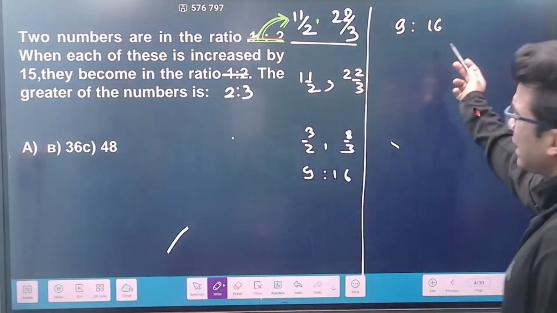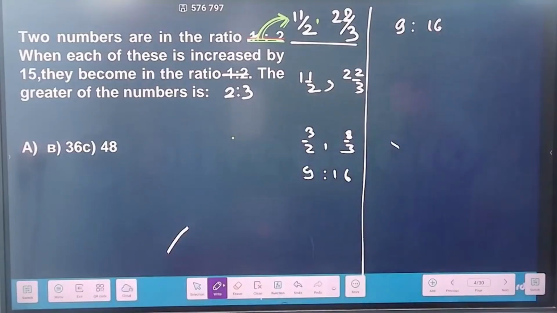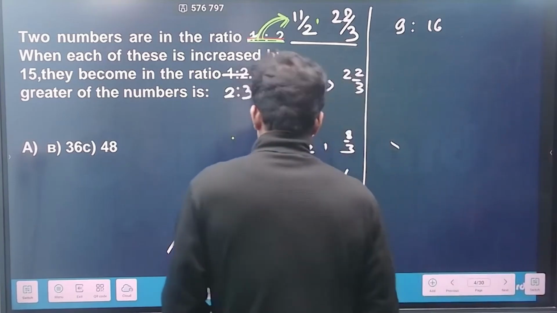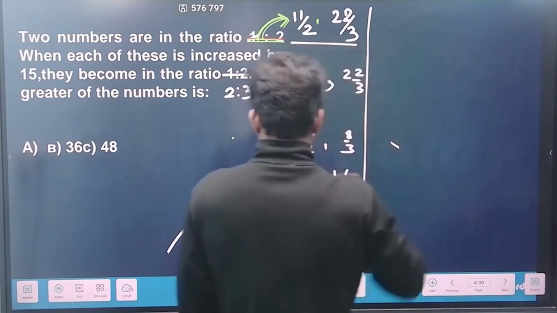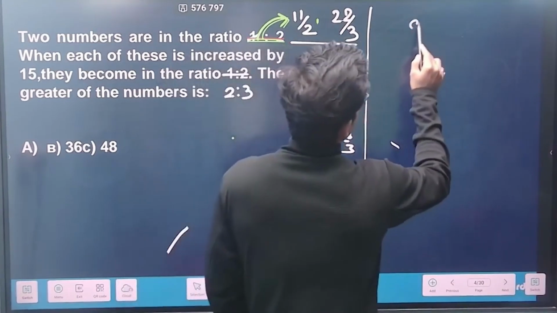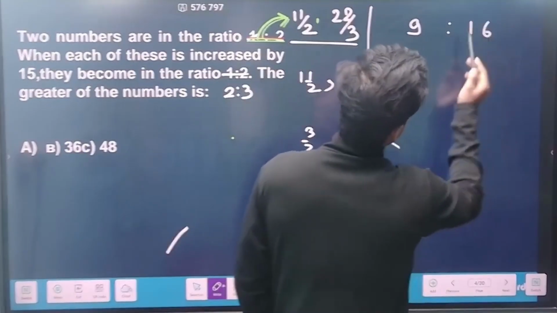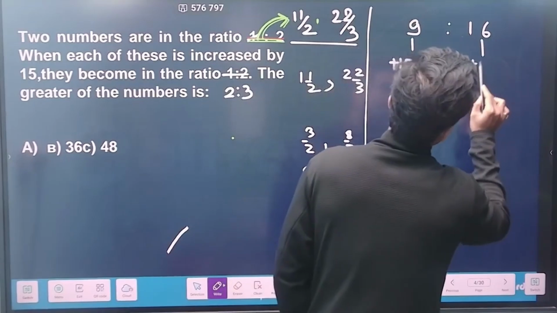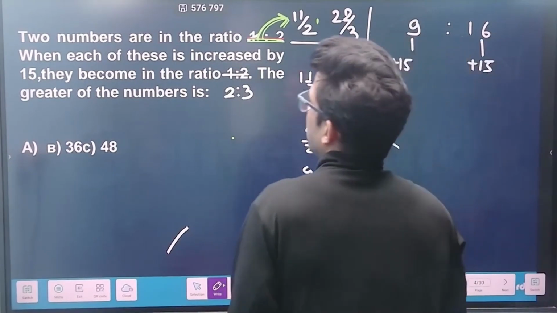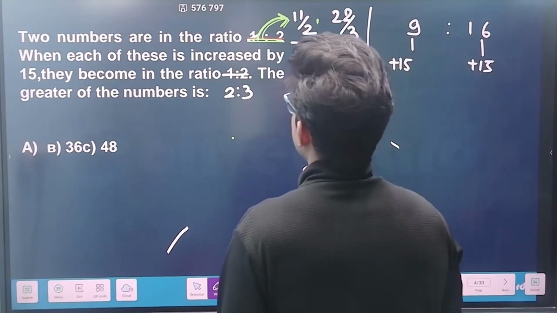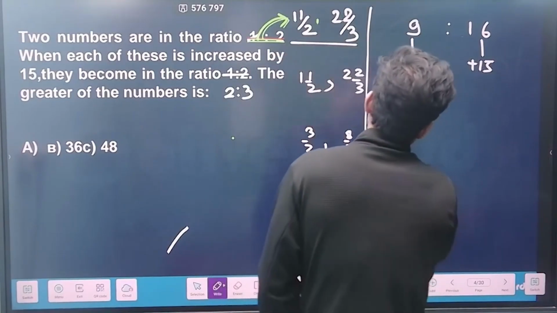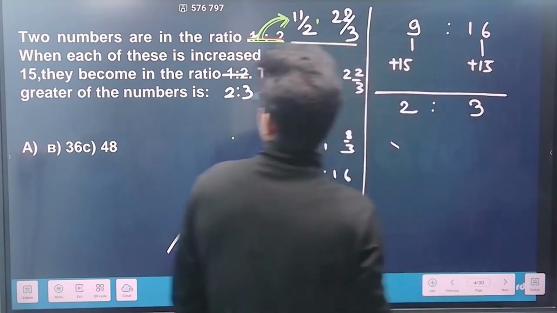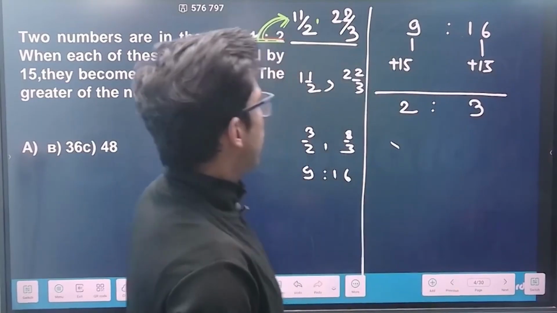Now they are saying the two numbers are in the ratio 9 is to 16, when each of these is increased by 15. So see guys, the numbers are in the ratio 9 is to 16, and if I increase 15 in this part and 15 in this part, the ratio becomes 2:3. Now they're asking to find the greater number. So how will you figure out the greater number?